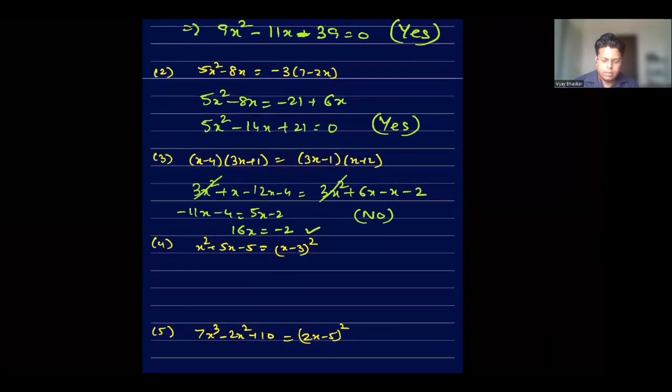Correct? Next question. x square plus 5x minus 5 equal to... let's open this also. (a minus b) whole square, which is a square minus 2ab plus b square.